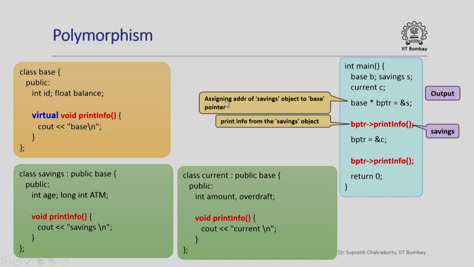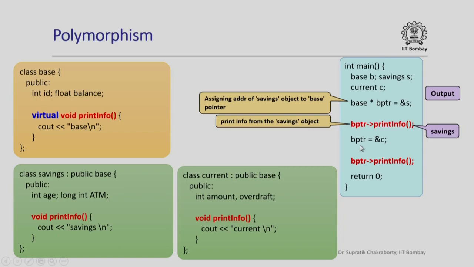So here we are assigning the address of a savings object to the base pointer, which is fine, we have seen earlier. But now, because BPTR is really pointing to an object of the savings class, and because printinfo is declared as virtual in the base class definition, therefore this printinfo will be the printinfo definition from the savings class, and you will see the output savings over here coming from this statement.